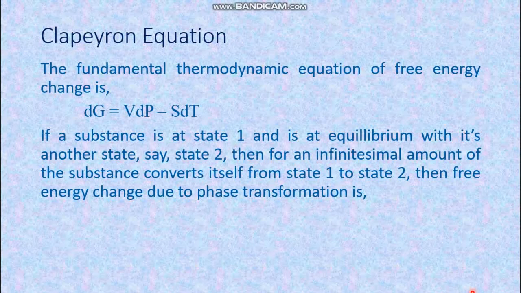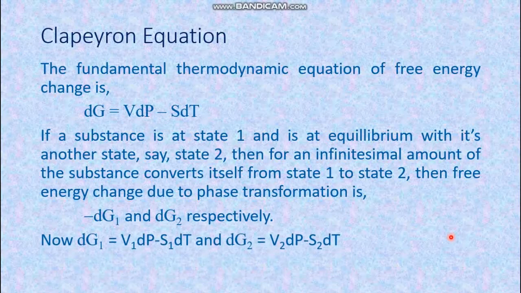its phase from state 1 to state 2, what is the free energy change due to this phase transformation? In one of the phases the free energy would decrease, and in another phase the free energy would increase. So these free energy changes may be written as minus dG1 and plus dG2. Taking help of this equation, dG1 has its own expression, V1 dP minus S1 dT, and dG2 has its own expression, V2 dP minus S2 dT. So the respective expressions are written here: dG1 equals V1 dP minus S1 dT and dG2 equals V2 dP minus S2 dT.